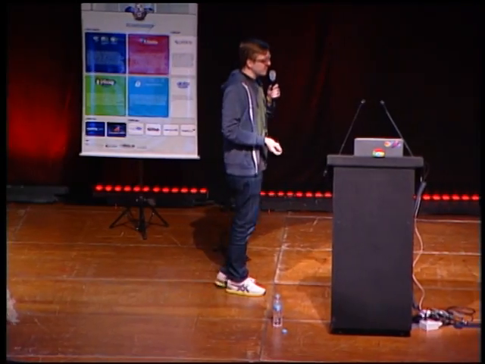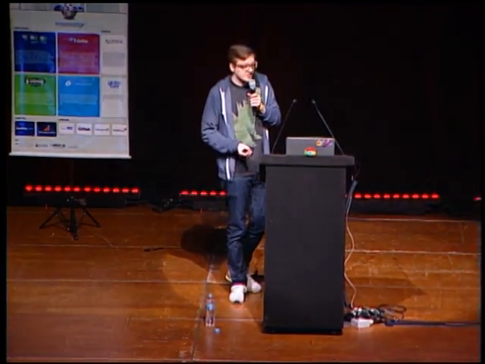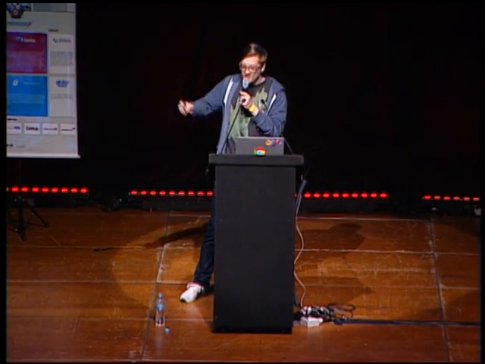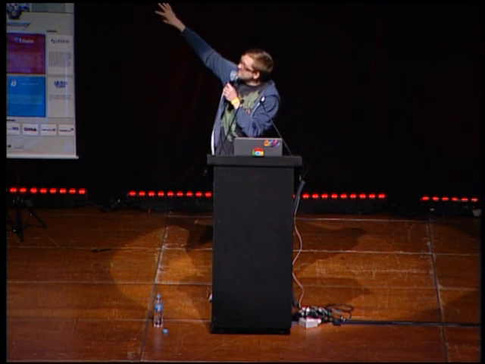Now, with custom elements, we can take all those crazy divs and turn them into actual components. So this is a paper tabs component. You saw it earlier. And the thing here is that this is meaningful, right? I can read this. I can tell what this component does. There's a paper tabs element. There's 3 tabs inside of it. I know how I can add another tab to this thing, right?